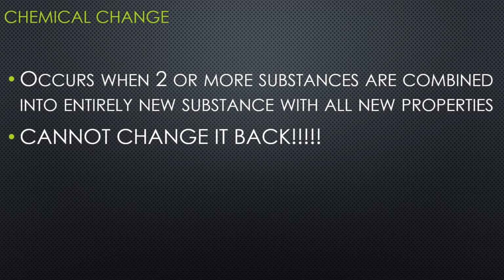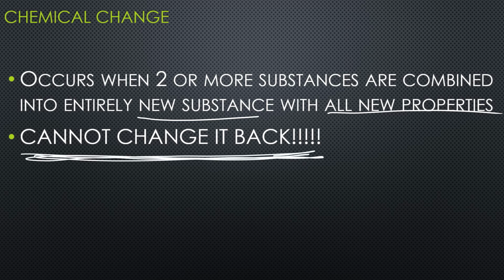Now, the biggest difference between a physical and chemical reaction is in physical reactions, a lot of times you can change it back. You're not changing anything. But in a chemical reaction, you're taking two or more substances, combining them into an entirely new substance with all new properties. And you cannot change it back easily. Yeah, there are processes where you can change it back, but it takes a lot of energy, a lot of effort. So you cannot change a chemical change back easily.